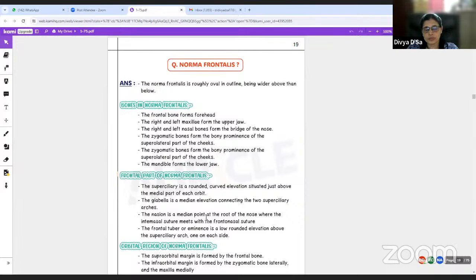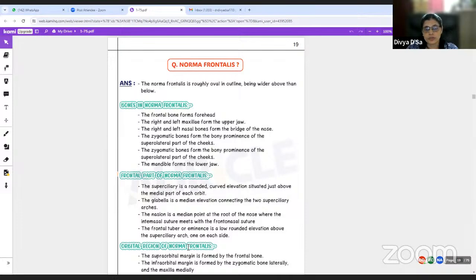So there are the other bones. The frontal bone forming the forehead, the right and left maxilla of the upper jaw, the right and left nasal bones which form the bridge of the nose, the zygomatic bones, then the mandible. These are the bones of the facial skeleton, that is norma frontalis.